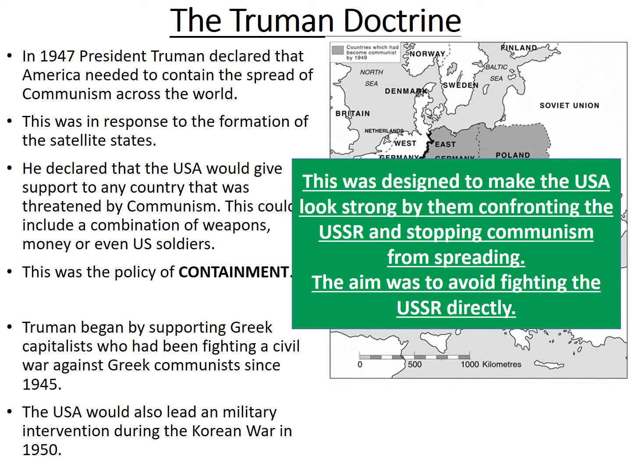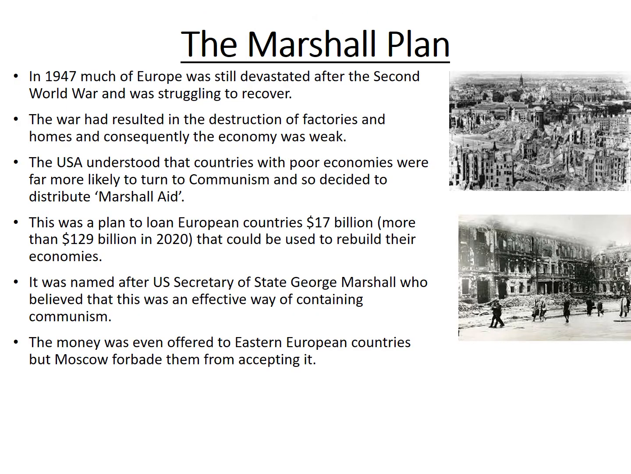So all of these methods, the Truman Doctrine, is about stopping that spread of communism, but ideally by doing it without using US soldiers to fight. And if US soldiers are required to fight, not using them to fight the Soviets directly. There's also the Marshall Plan.